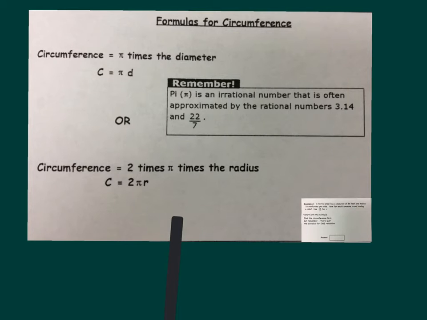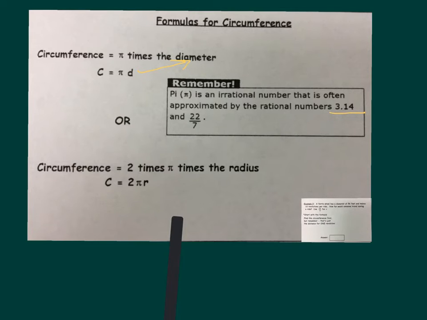All right, pi times d, and d stands for the diameter. Pi is an irrational number that means it goes on and on and on forever. And it's approximated by 3.14, or the fraction 22/7.